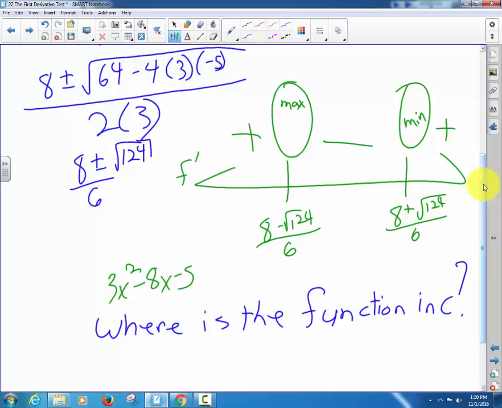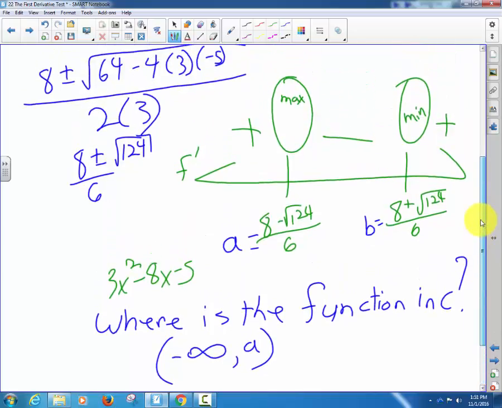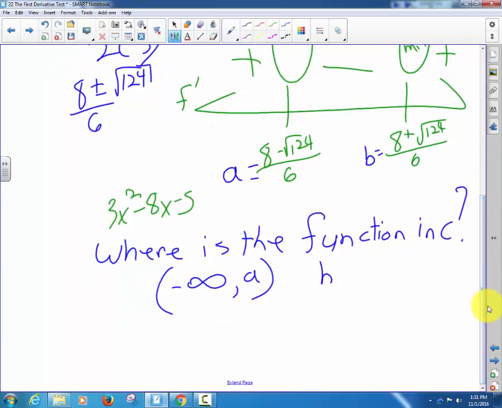Okay? I'll show you a trick that could be beneficial for you on the exam. Say A equals that. Pick any letter. B equals that. So where's the function increasing? It's increasing from negative infinity to A. A lot easier to write, isn't it? Is it increasing anywhere else? B to infinity. All right?